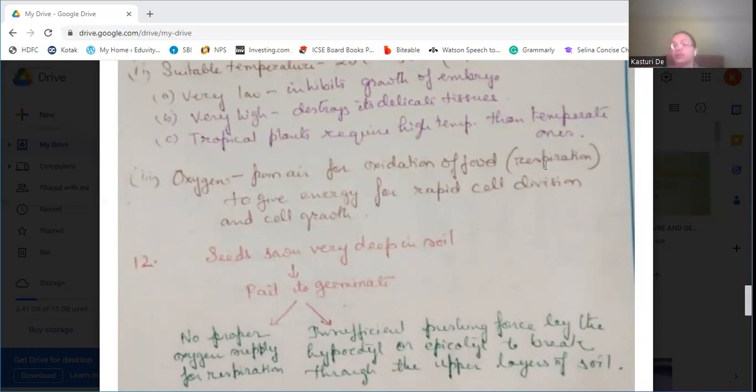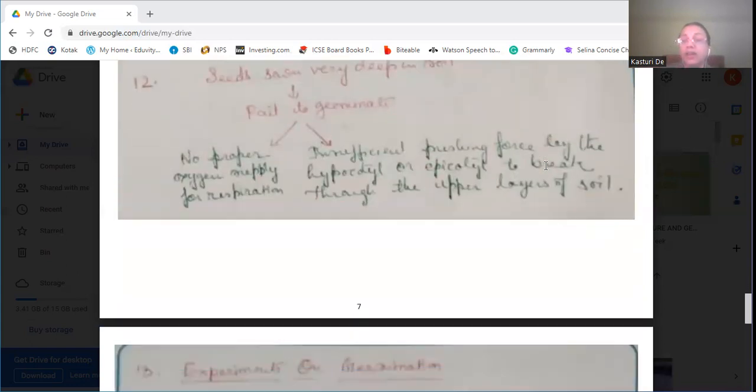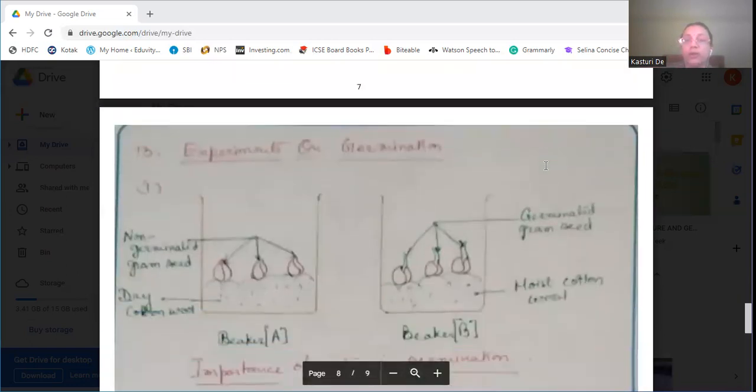So there is insufficient pushing force by the hypocotyl or the epicotyl to break through the upper layers of the soil. That force is not available if the seed is very deep inside the soil. The epicotyl and hypocotyl will not be able to break the layers of the soil to come out.